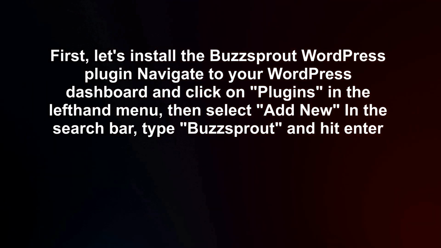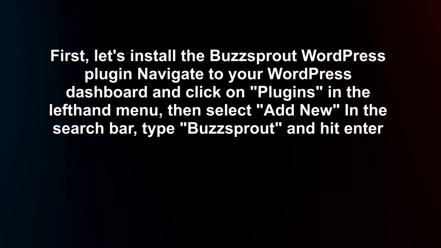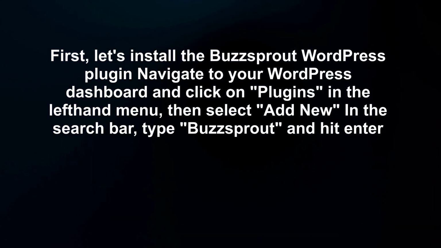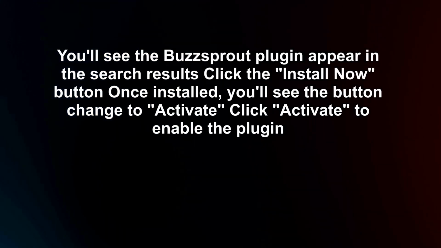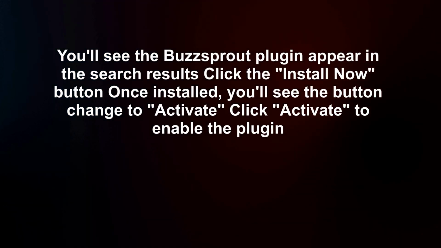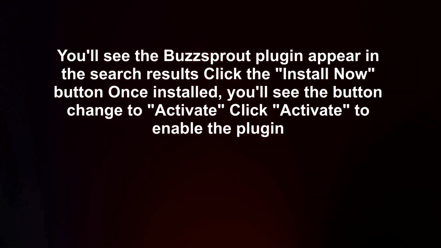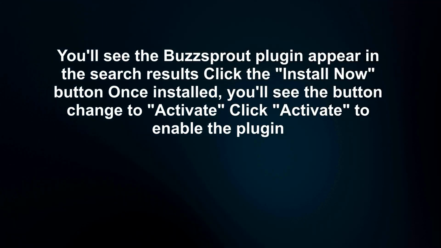Navigate to your WordPress dashboard and click on Plugins in the left-hand menu, then select Add New. In the search bar, type Buzzsprout and hit Enter. You'll see the Buzzsprout plugin appear in the search results. Click the Install Now button. Once installed, you'll see the button change to Activate. Click Activate to enable the plugin.